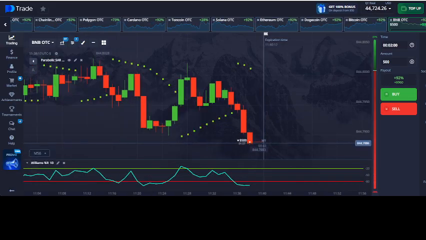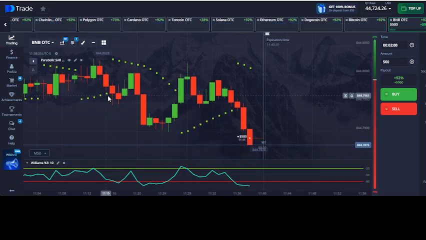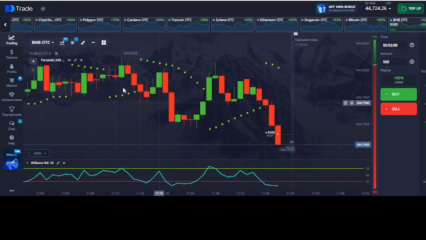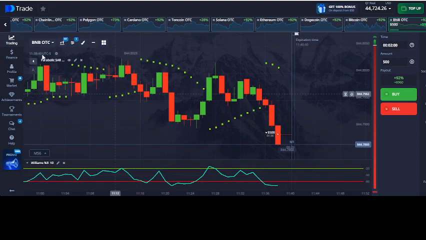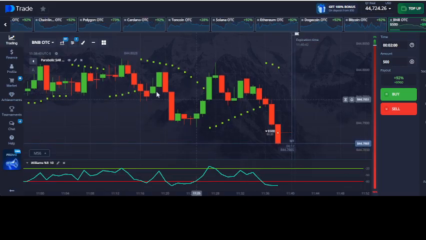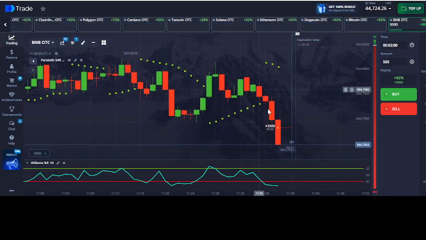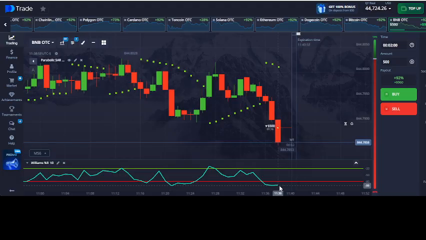Okay, so I'm on the BNB crypto here, and I just took a sell trade. Now the reason why I took the sell trade, first of all, we see here a general downward push in the price of the crypto here. Secondly, the price action is showing us sort of a bearish momentum, and then we see these strong red candles forming here at the end. In addition to that, the Williams %R line crossed below the red 80 line in a downward direction here.